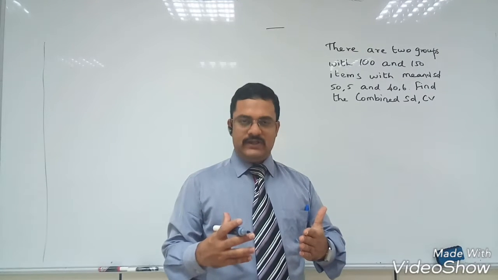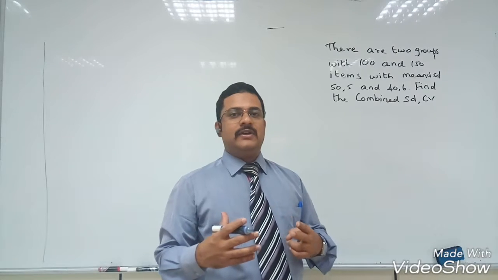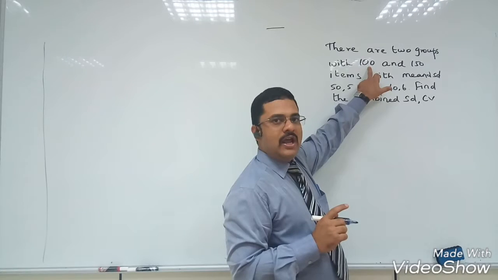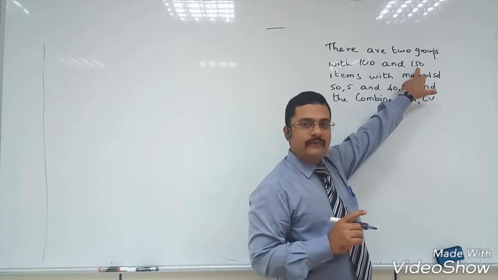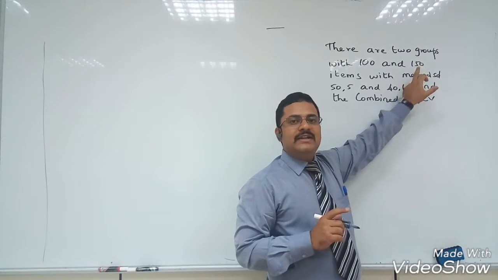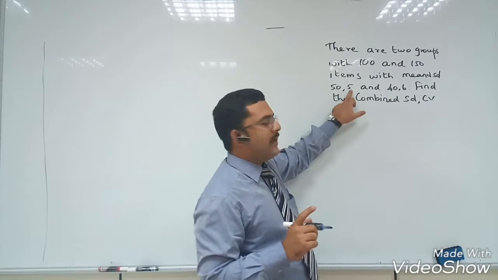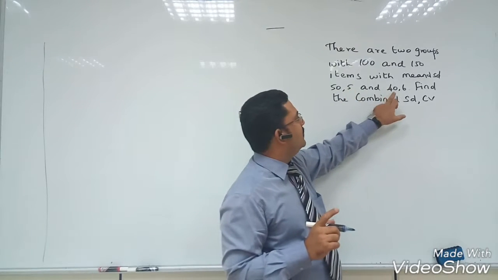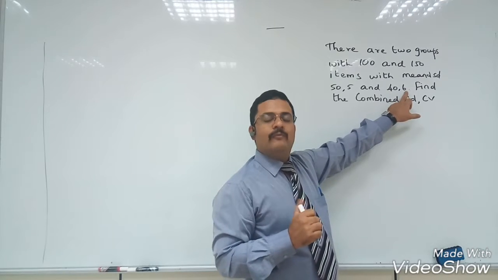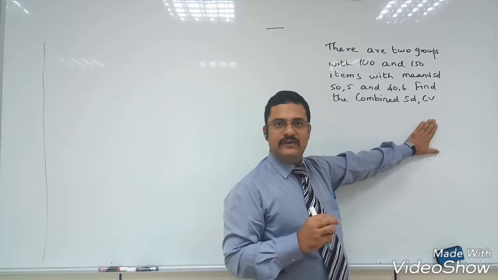See, combined means there should be two or more items to join. So for the sake of convenience, here we are utilizing two items, where one item possesses 100 items and another item possesses 150 items. The average and the standard deviation of the first item are 50 and 5, and of the other item 40 and 6. Now our mechanism is to find the combined standard deviation and CV.